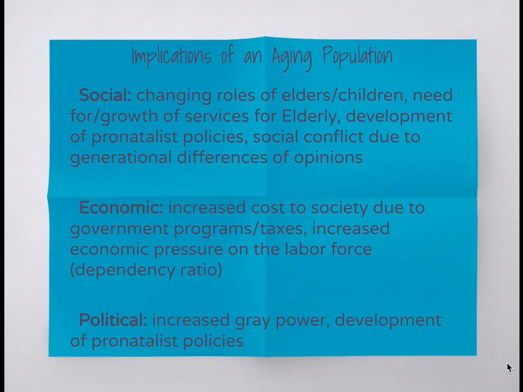There is an increased cost for society, government programs, taxes, increased pressure on that labor force, that crazy dependency ratio. People 0 to 15, people 65 and over. And political, it's the increased gray power, development of pro-natalist policies. Here's an idea. In America today, millennials control something like 4% of all economic wealth, and the baby boomers control 55%. It's nuts!